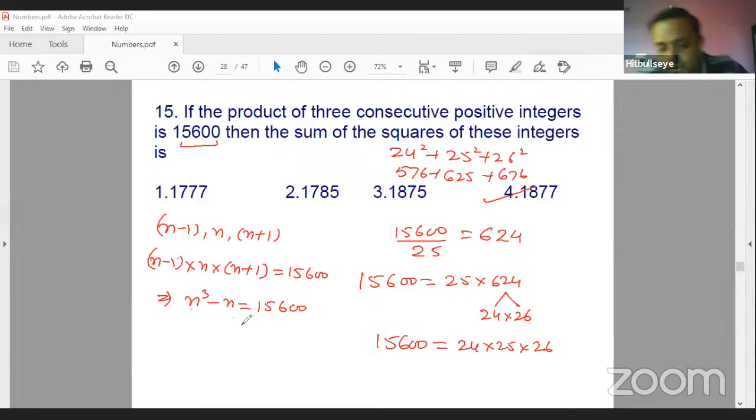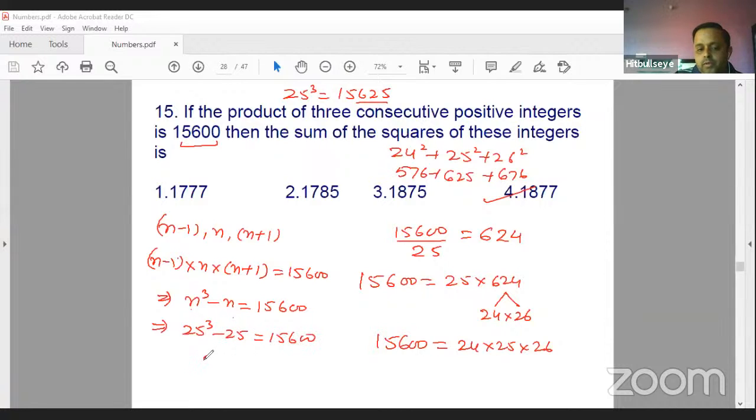So we now need to think about the cubes close to 15,600, and one such cube is 25 cube. 25 cube is 15,625. And the difference of 15,625 and 15,600 is 25. So that simply means this is nothing but 25 cube minus 25. So the value of n comes out to be 25. So put that value here. The numbers are 25 minus 1, 24, 25 or 26. The rest is the calculation part. I hope it is clear now to everyone.